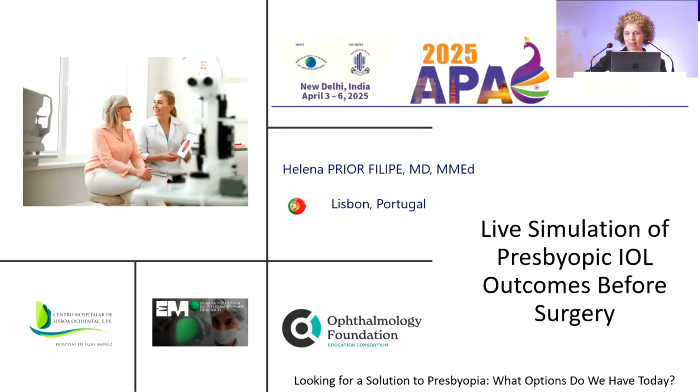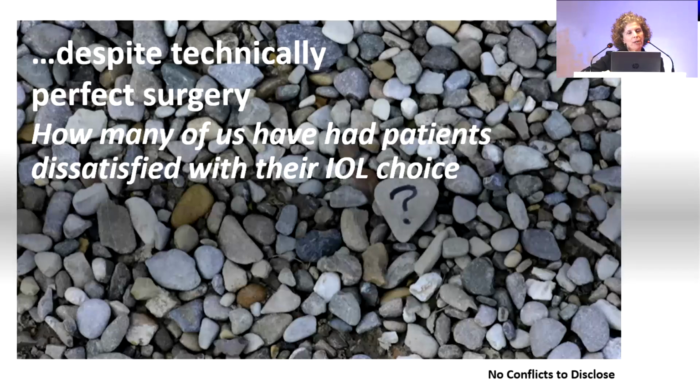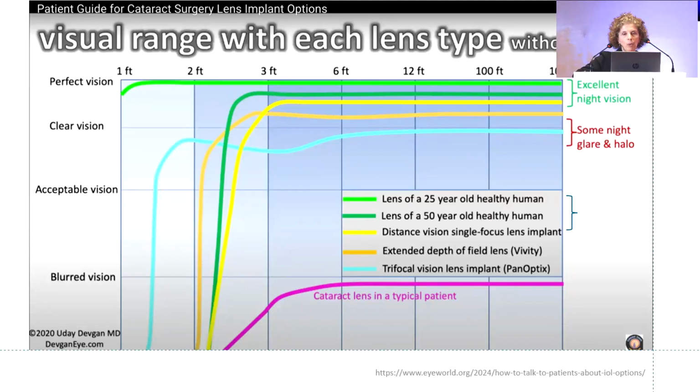Okay, so despite technically perfect surgery, how many of us have had patients dissatisfied with their IOL choice, even with the best explanations? We have already heard about the many possibilities on the market in IOLs. They are all different, certainly much better than a cataractous lens can offer, and also a little bit lower than a 25-year-old healthy eye, but much closer to that. And these differences can be exactly the key for a satisfied or an unsatisfied patient.